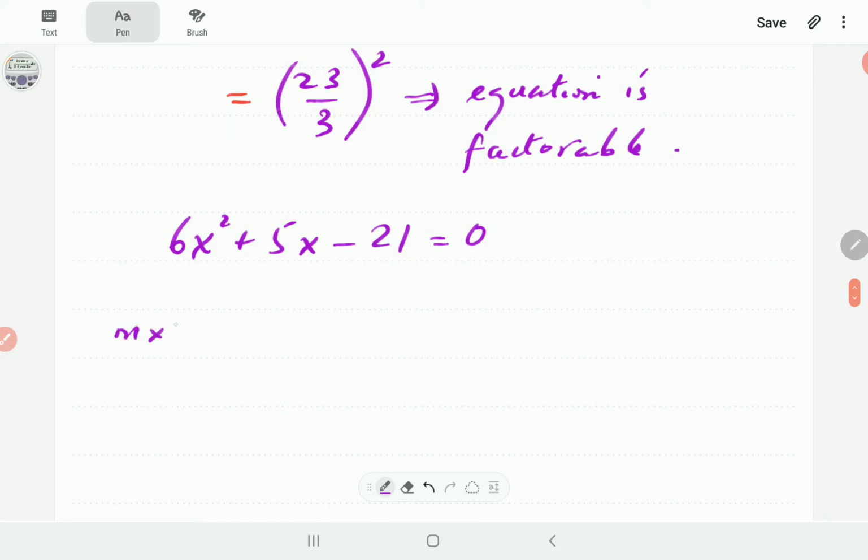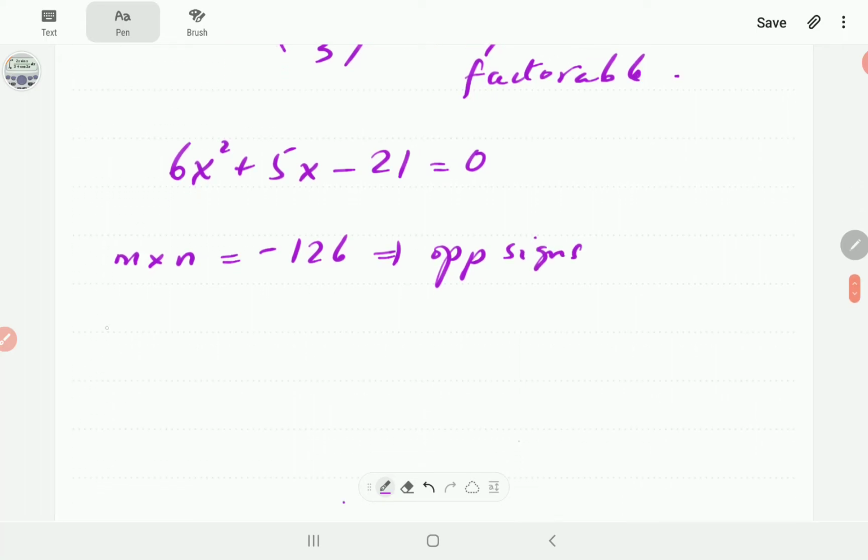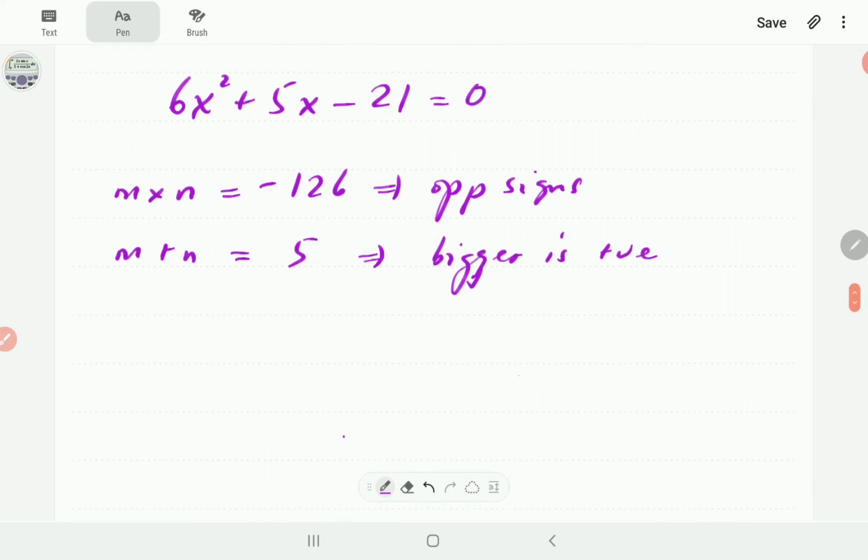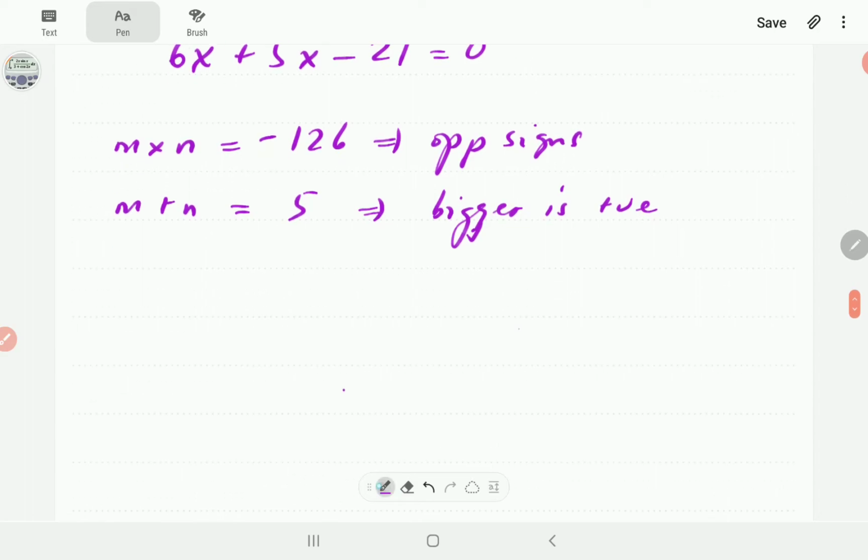So we're going to look for two numbers, m and n, that multiply to give 6 times negative 21, which is negative 126. So it means that the two numbers we are looking for have opposite signs. Then m plus n, these two numbers add up to give 5. So that means the bigger one is going to be positive, right? Then we are going to show you a systematic way of finding these two numbers.